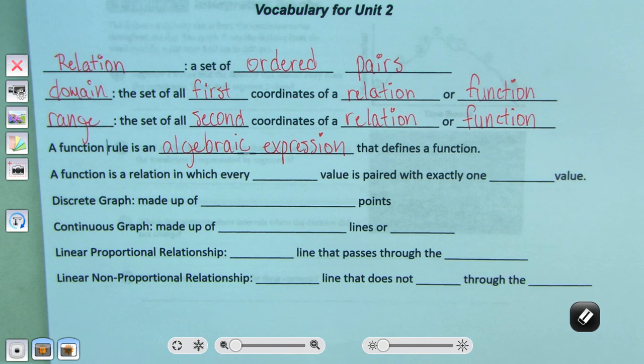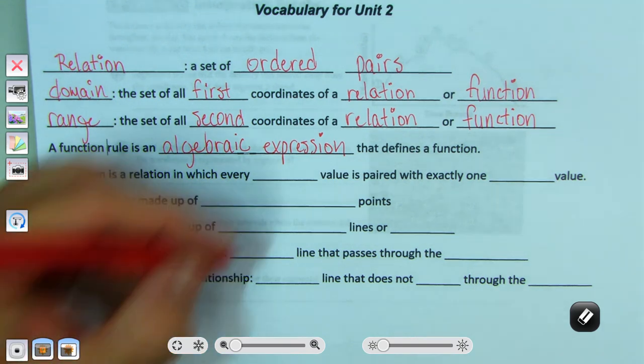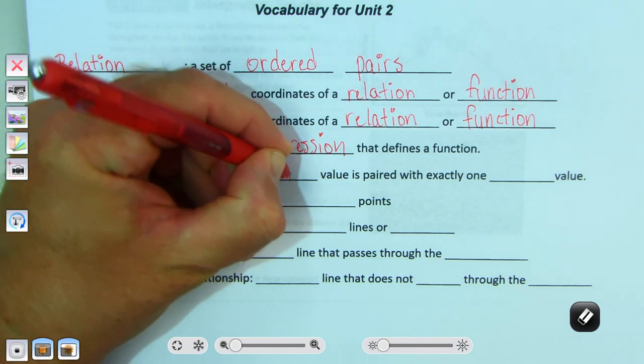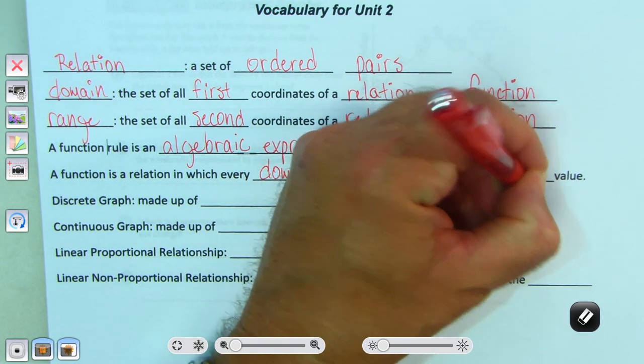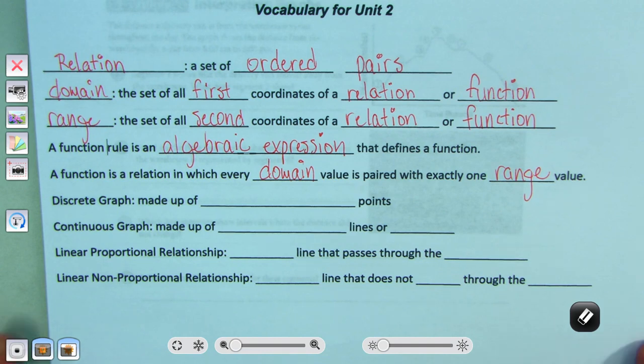It is important to understand, though, what a function is. A function is a relation in which every domain value is paired with exactly one of the range values. I can remember when I first started learning about domain and range, to me that was confusing, and then it really made sense. If it is truly a function, then my first coordinate, my first input, can only have one output that follows it, or one second coordinate. It wouldn't make sense to go to two places at the same time. That's really logical. So a function is a relation in which every domain value is paired with exactly one range value.